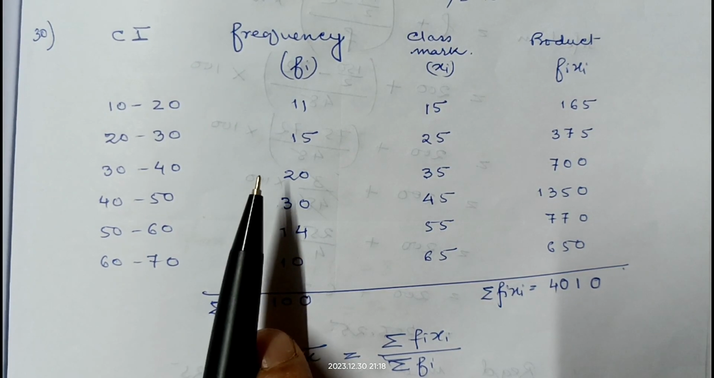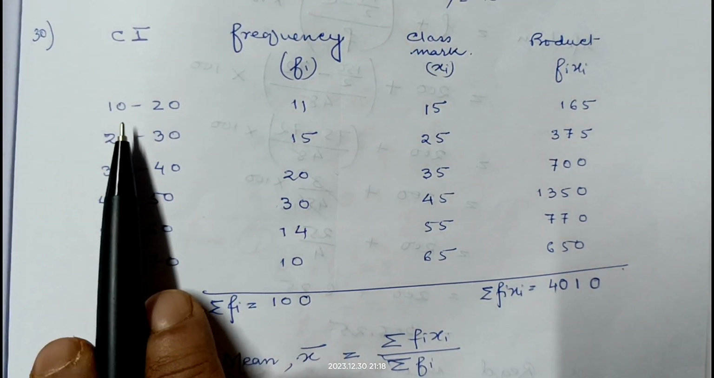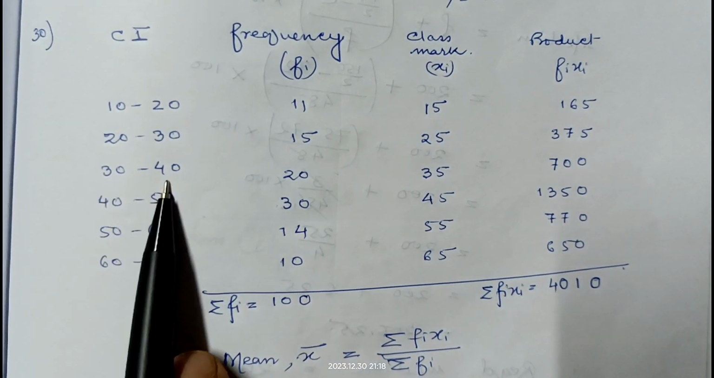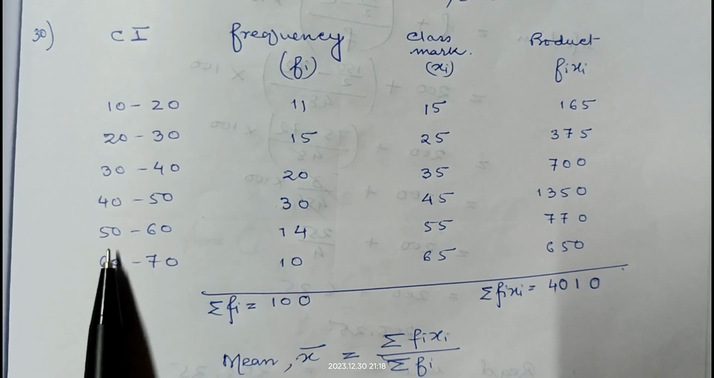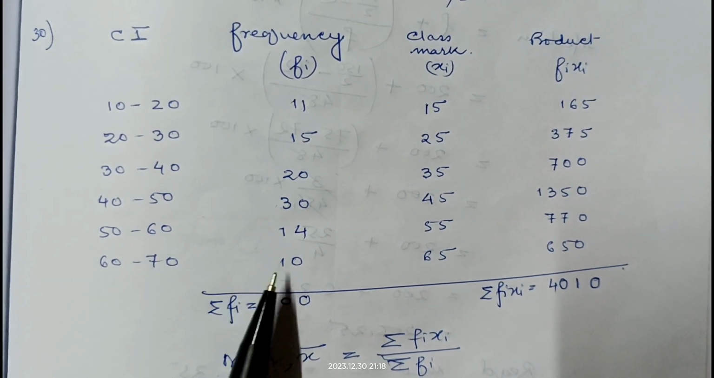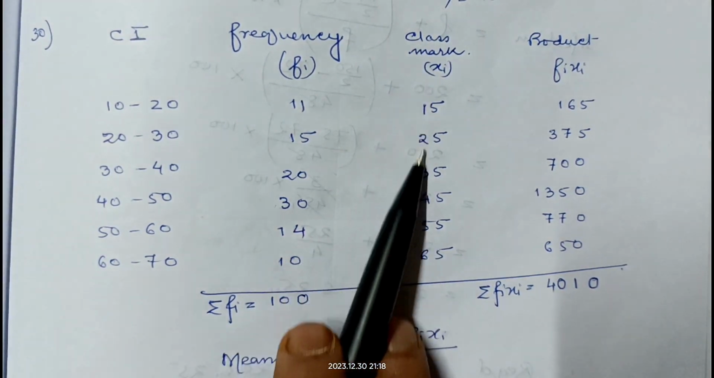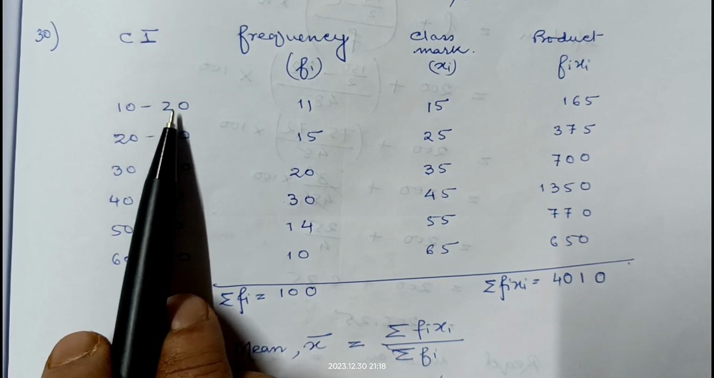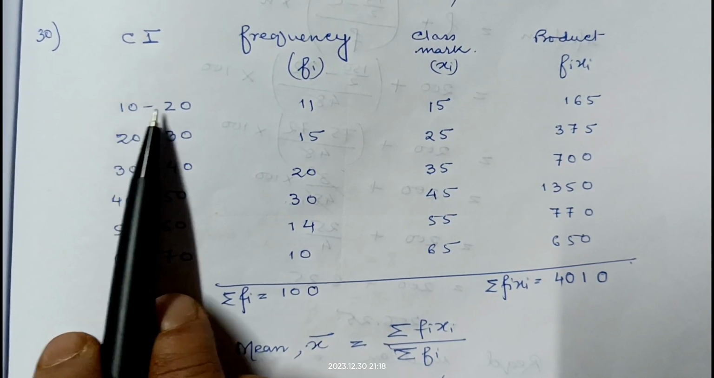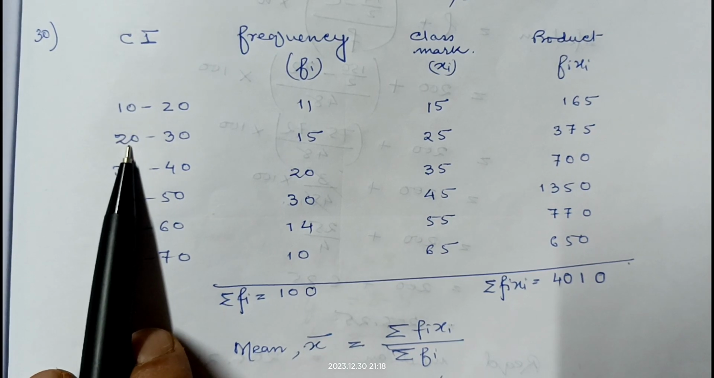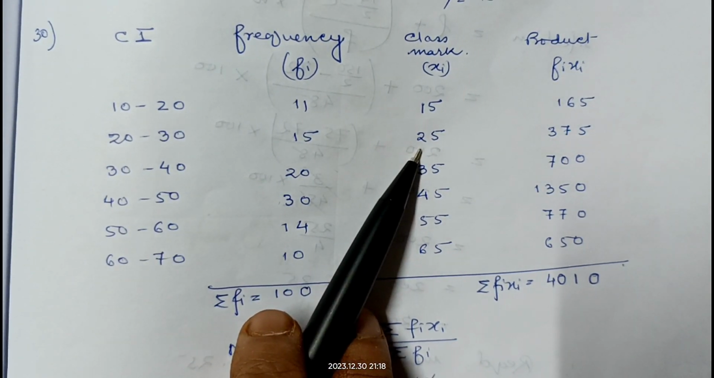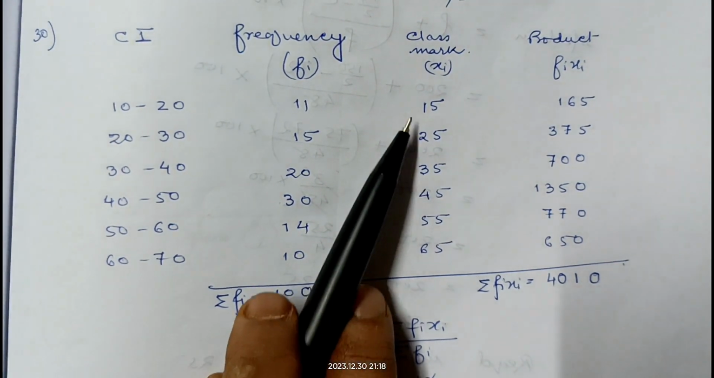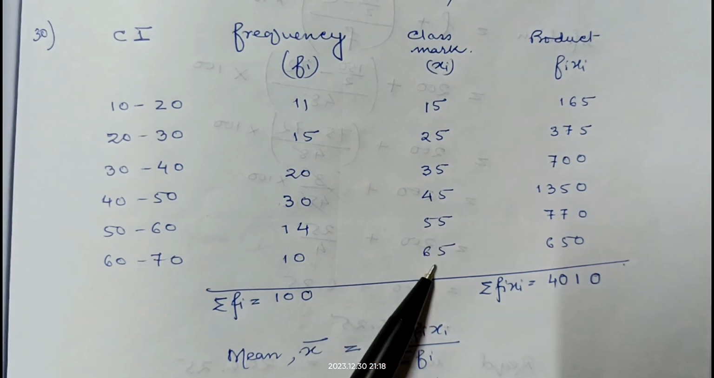In question number 30, it is given, find the mean of the following table. Here it is given 10 to 20, frequency 11; 20 to 30, 15; 30 to 40, 20; 40 to 50, 30; 50 to 60, 14; 60 to 70, 10. Here, first of all, we have to find the class mark. Class mark, we calculate by adding these two numbers and dividing by 2. 20 plus 10, 30, 30 by 2, 15. 30 plus 20, 50, 50 by 2, 25. Here gap is 10, so if I keep on adding 10, then I'll get the class mark. So 15, 25, 35, 45, 55, 65.